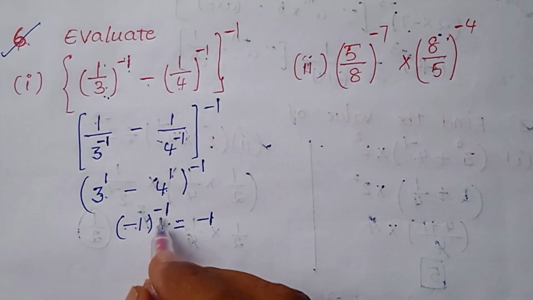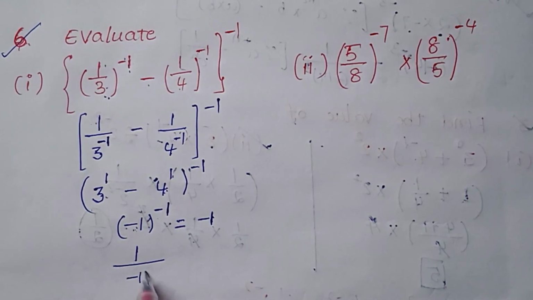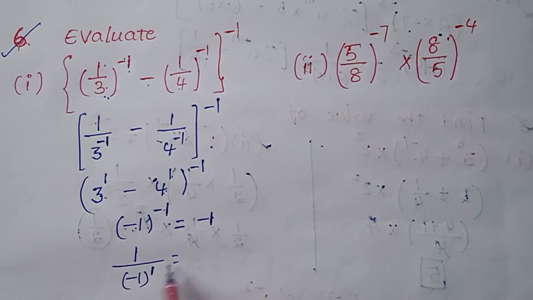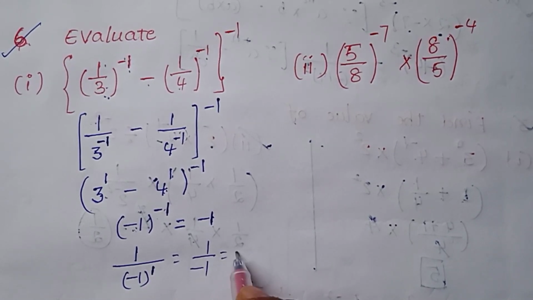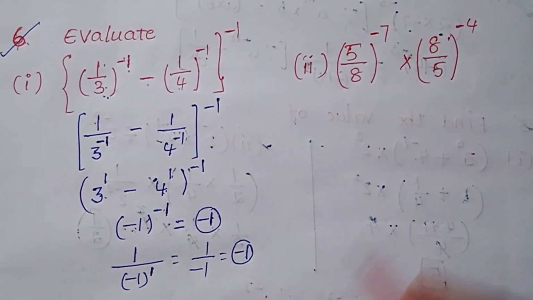Why? Suppose we shift this also between numerator and denominator, the base does not change. Anyone can write it as 1 by minus 1 whole to the power of minus 1, with a plus here. So that is nothing but 1 by minus 1. 1 by minus 1 is nothing but minus 1. So same answer.